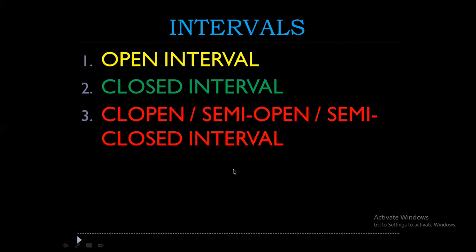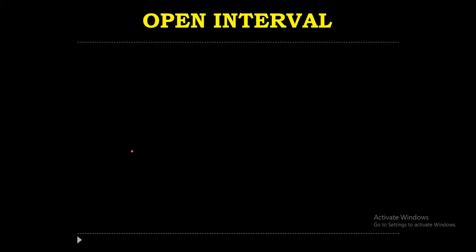So there are three types of intervals. First type is open interval, second type is closed interval, and the third type is clopen or semi-open or semi-closed interval. We will discuss every type one by one in a very easy and simple style. Yes, boys, open interval. Sometimes we have to write the domain in terms of open interval, and how to write it, you can see first of all the definition.